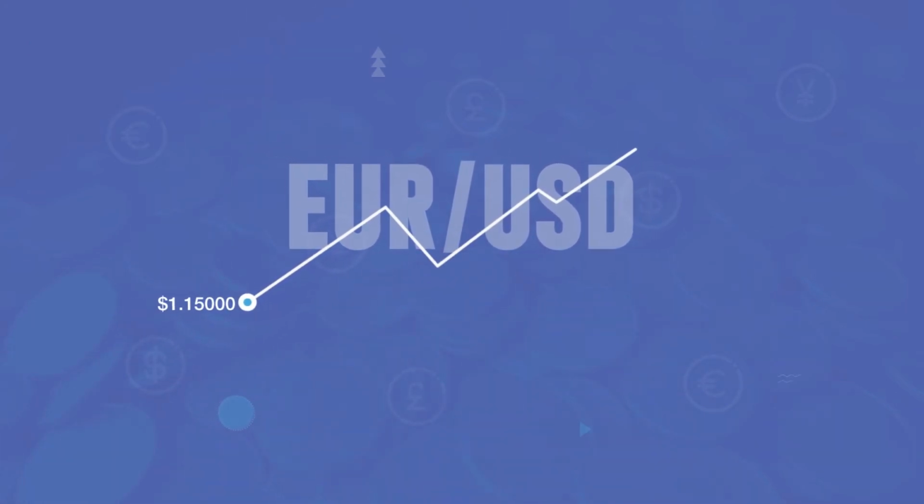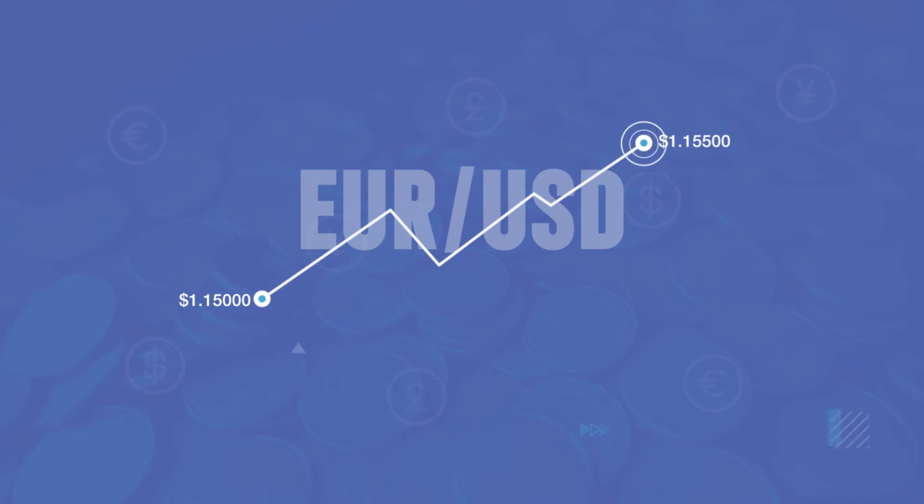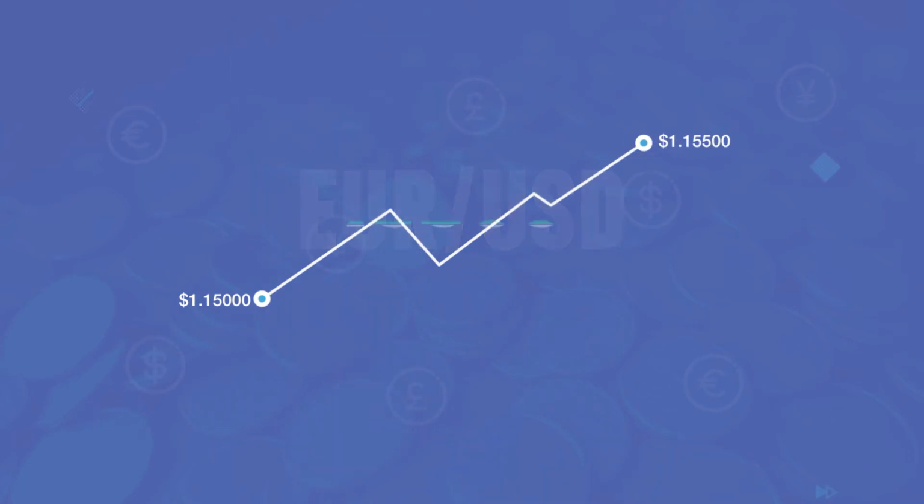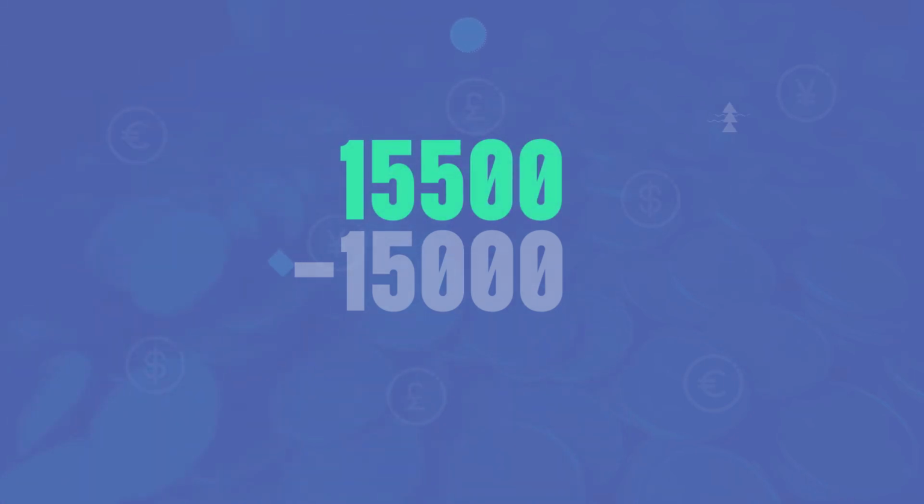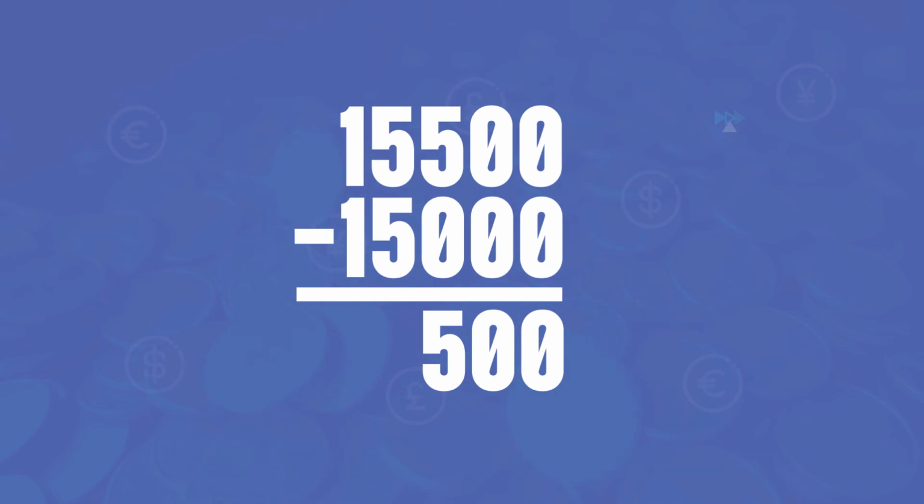If we wanted to close the one lot position at 1.15500 level, the profit would simply be the difference between the 5 decimals of the pair, 15500 and 15000, which is 500, denominated in the second currency, US dollars in this case. So ultimately you would profit $500 from this trade.